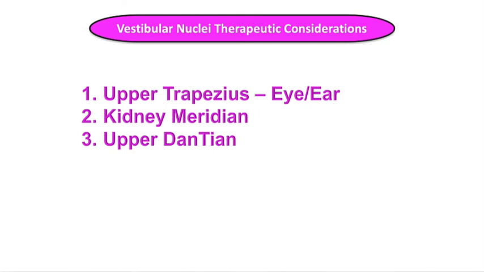with emotional trauma. In traditional Chinese medicine, you need to consider the kidney meridian because the kidney meridian controls the eyes and the ears, especially the ears. And then also in traditional Qigong medicine, the upper dantian, or the upper 1/3 of the body. The upper dantian is classic in terms of controlling head position, eye, ear function. So those 3 areas are additional vestibular nuclei therapeutic considerations that you need to think about.